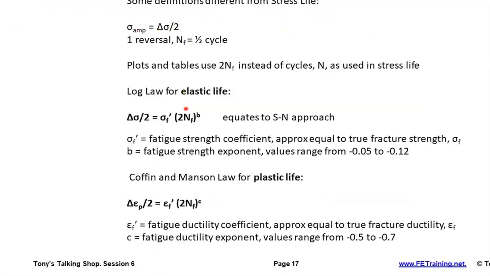So if we use the elastic SN relationship, which was amplitude and cycles, can you see that the strain range divided by 2 is our amplitude, and twice the number of reversals is just our cycles. So that's what we saw before.